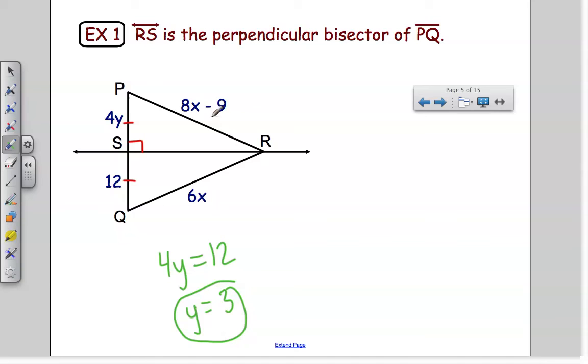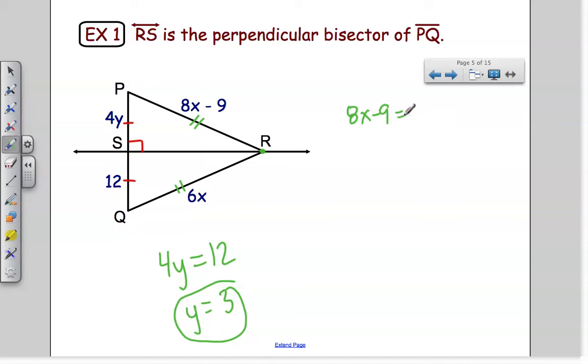What about with X? Alright, this uses the perpendicular bisector theorem. RS is a perpendicular bisector. Point R is on that perpendicular bisector, therefore it is equidistant to points P and Q. Because it's on that perpendicular bisector, it's equidistant to the endpoints of that segment that it perpendicularly bisects. Therefore, these segments are also congruent, and I know that their lengths are the same, so I know that 8x minus 9 should be equal to 6x.